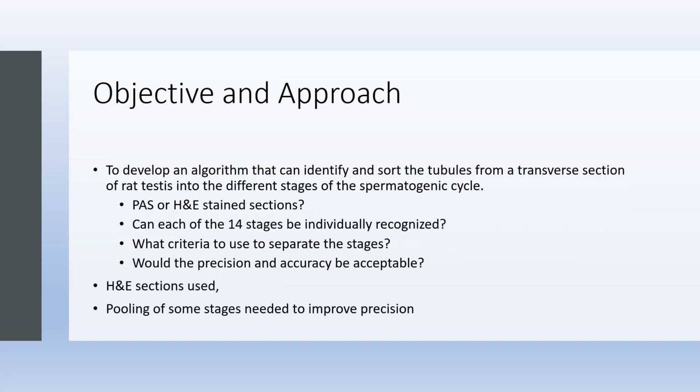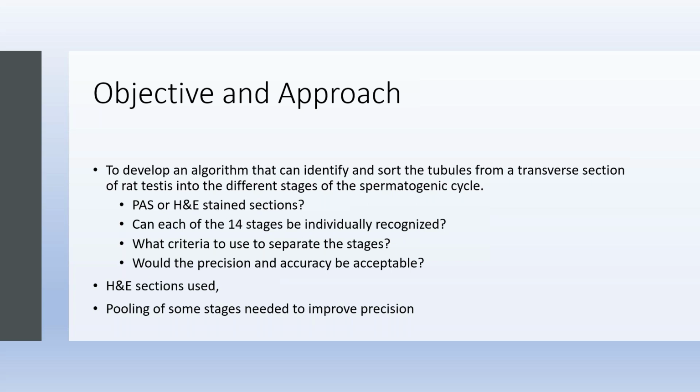So our main objective for this project was to develop an algorithm that can identify and sort the tubules from a section of rat testis into the different stages of the spermatogenic cycle. The questions we were faced with was, should we use a PAS or an H&E stain section? Could we actually manage to identify each of the 14 stages? What criteria would we use to separate the stages? And would the ultimate precision and accuracy be acceptable?